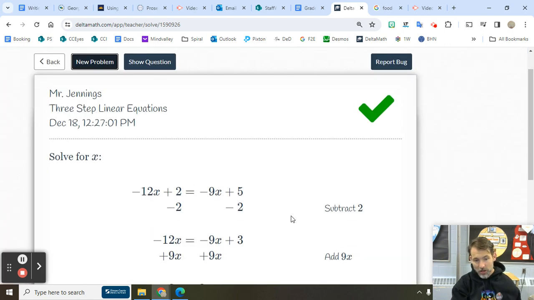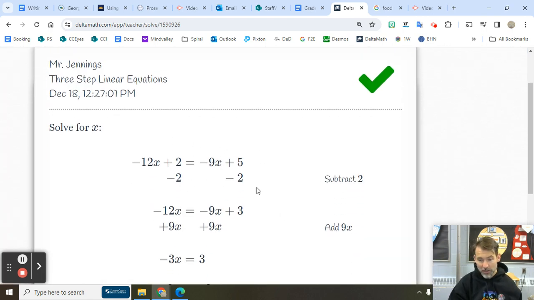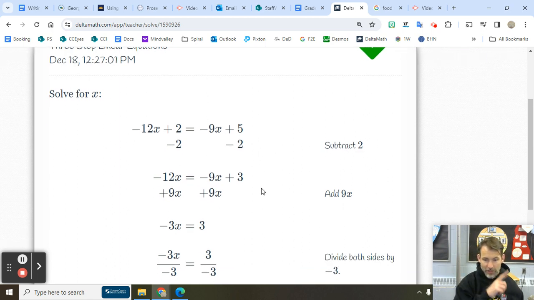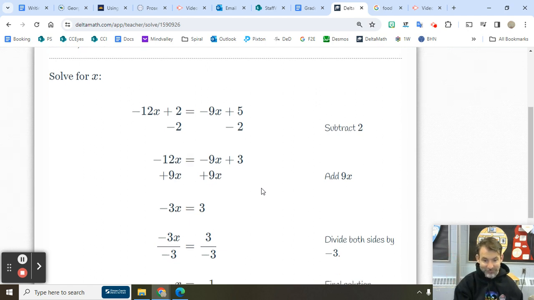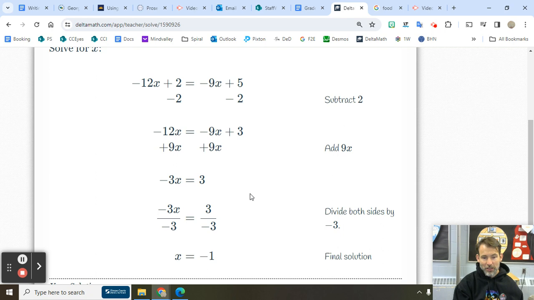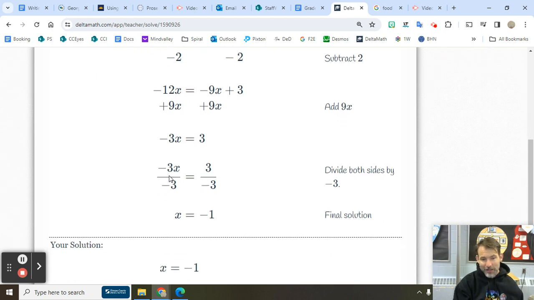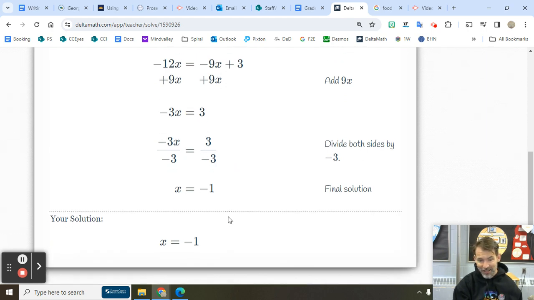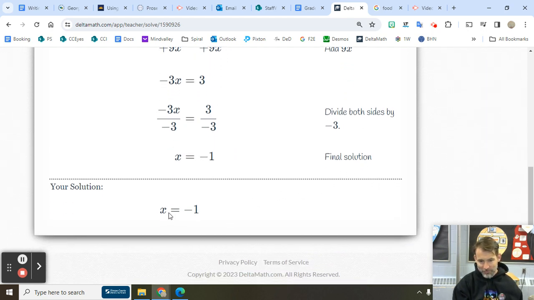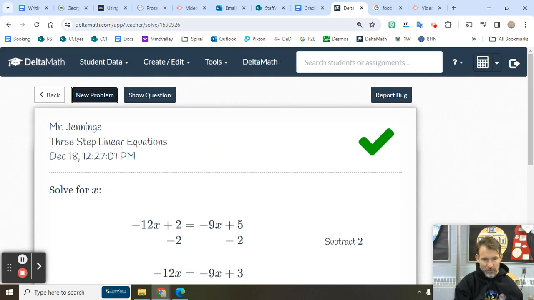Let's look at their steps. Oh, they did it in an opposite way, but it's the same thing. First, they moved their numbers to one side. Then they moved their x's to the other side. Okay, good for them. Then they got negative 3x is equal to 3. We got that too. And the negative 3x divided by negative 3 is just x. 3 divided by negative 3 is just negative 1. And what we're looking for is the value of x that makes that true.